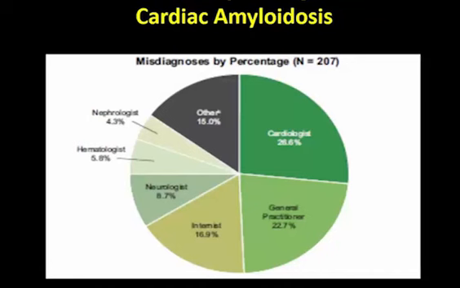These are data that colleagues have collected at the Amyloid Research Consortium, essentially delineating in a cohort of over 200 patients the misdiagnosis that unfortunately led to delayed diagnosis in individuals with amyloidosis. And as you can see, misdiagnoses or delayed diagnosis affect lots of different providers: cardiologists, general practitioners, internists, nephrologists, hematologists, and neurologists.